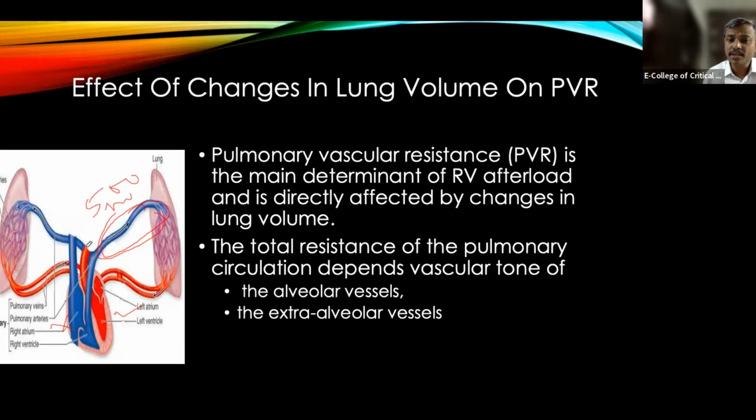The total resistance of the pulmonary circulation depends on two vascular types. One is alveolar vessels and the other is extra-alveolar vessels. If you are not able to understand any aspect, please ask me, so that I will try to answer this. Okay. We'll come to the next one.